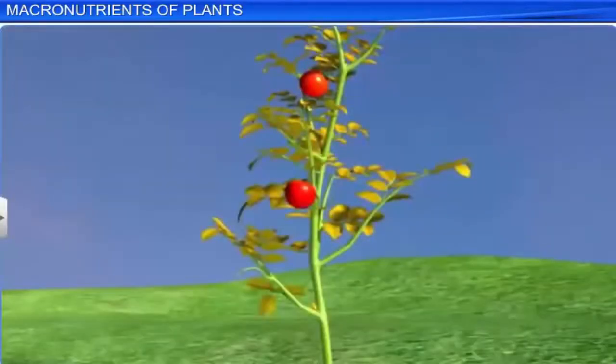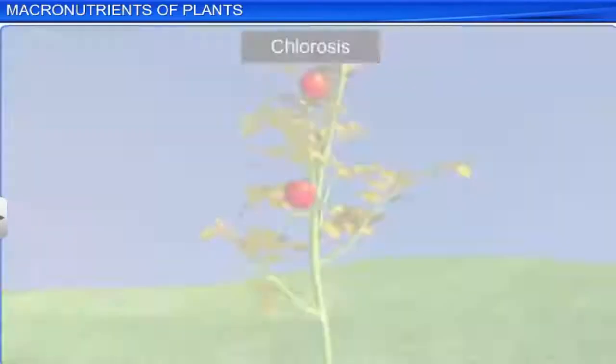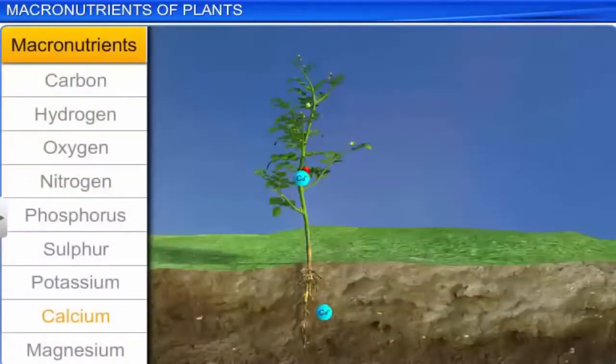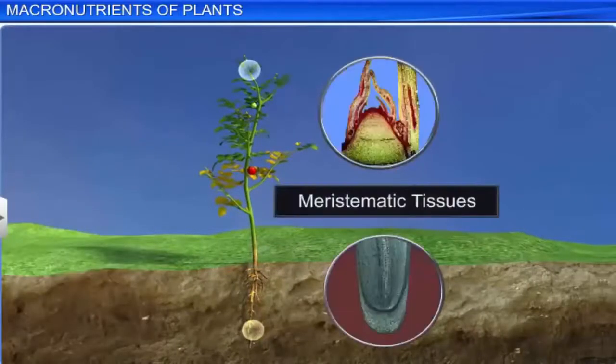Sulfur deficiency leads to symptoms like chlorosis and inhibition of cell division. Calcium is absorbed by plants in the form of calcium ions from calcium carbonate. It is needed in meristematic tissues and differentiating tissues.